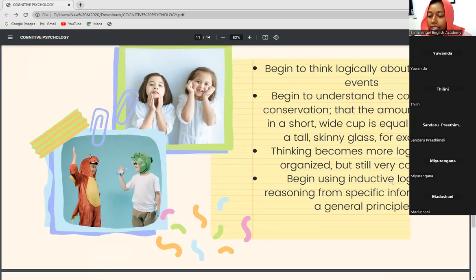Begin using inductive knowledge or reasoning from specific information to a general principle. Now this is the time they try to think logically and they try to reason. And then they try to ask why, right? Why is this happening? Why should it be like this? Why can't it be like that? Like this, right? That starts from here.